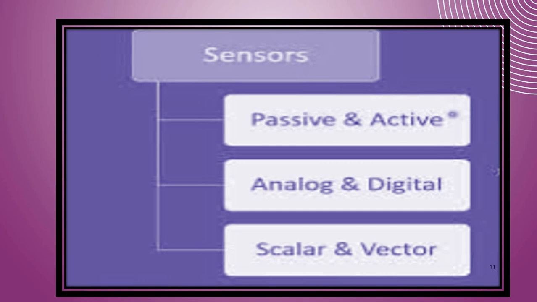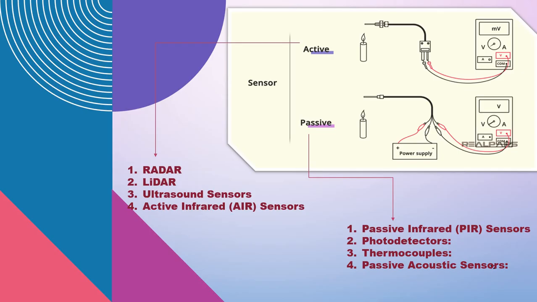So the next comes the categories of sensors. Sensors are categorized into three main categories, that is passive or active, analog and digital, scalar and vector. So let us start with the first classification, that is passive or active.